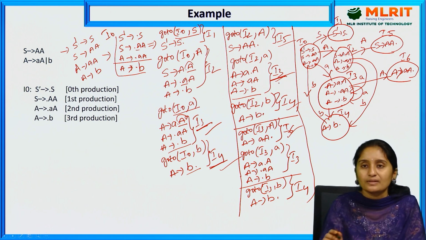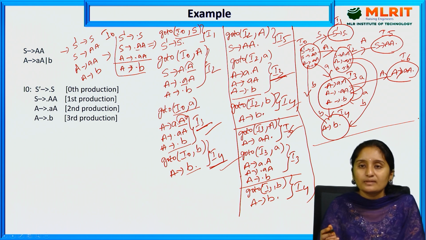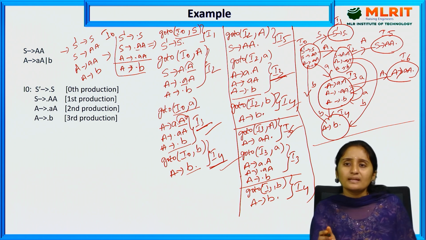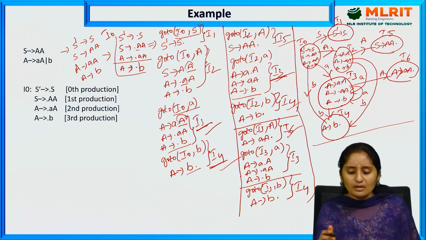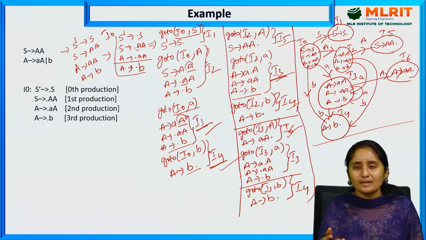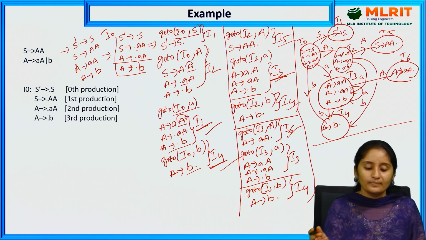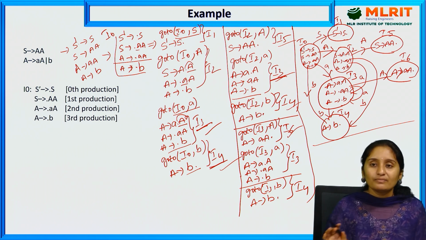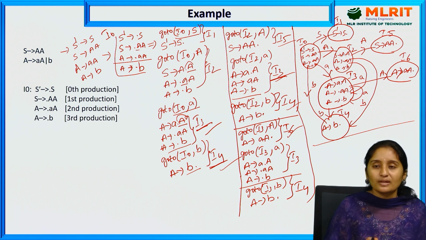I6 is the final state. So this is nothing but a data flow diagram, moving from one state to another state. So we can also tell it as a DFA, right? It looks like a DFA diagram. The next step we need to do is construct a parsing table, the SLR parsing table.